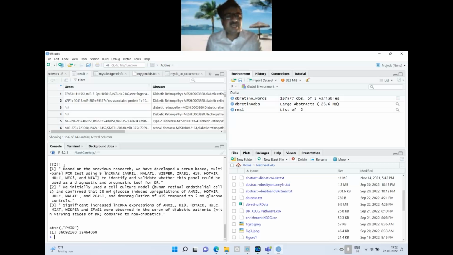And for that, they go on describing how they did it. And then finally, we can see that they have reported that significant increased LNC RNA expressions of ANRIL, H19, HOTAIR, HULC, MIAT, WSPR, and ZFAS1 were observed in the serum of diabetic patients with varying stages of DR compared to non-diabetics.